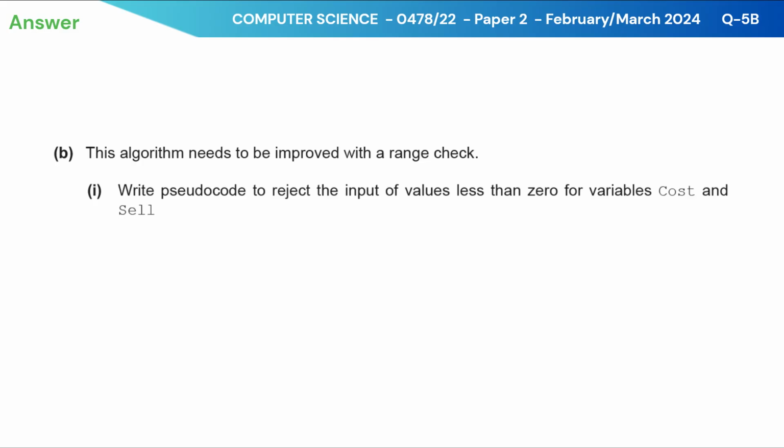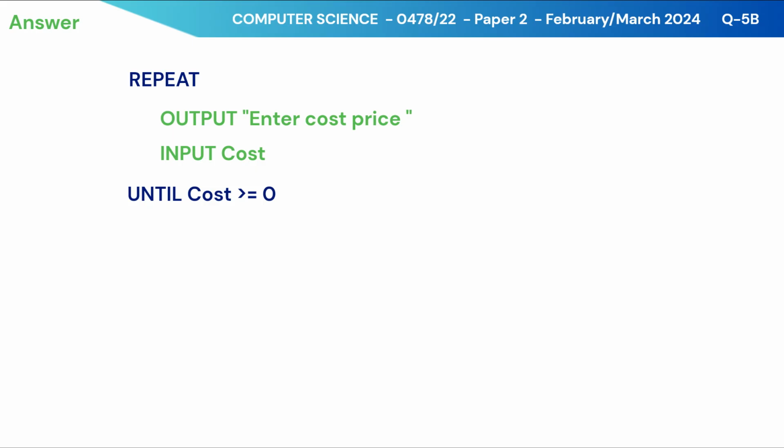Let's start the pseudocode for cost price. We shall start a loop which will repeat until user inputs a value which is greater than or equal to 0. Within this loop, take the cost price as input. So this loop will check the cost price, and if it's not valid, it will repeat the loop and force user to input the value again.